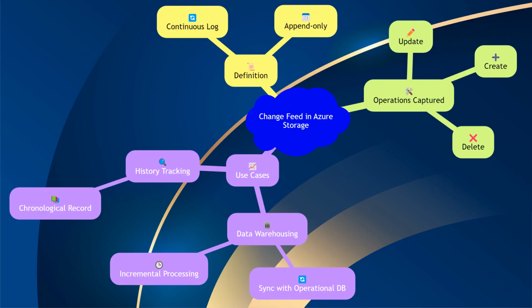Change feed is a continuous and append-only log of changes that occur to the data in an Azure Storage account. It captures create, update, and delete operations, providing a chronological record of modifications. This feature is particularly useful for scenarios where tracking the history of changes is essential. For instance, in a data warehousing solution, change feed can be used to keep the data warehouse in sync with the operational database by processing the changes incrementally.